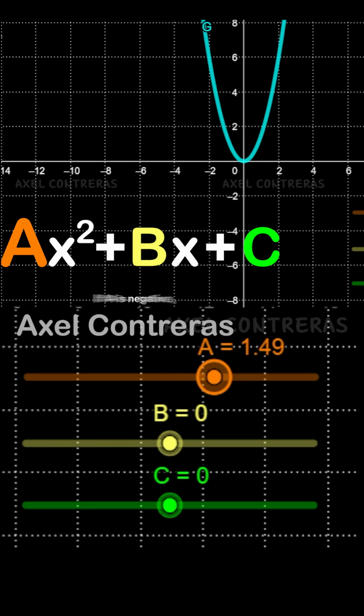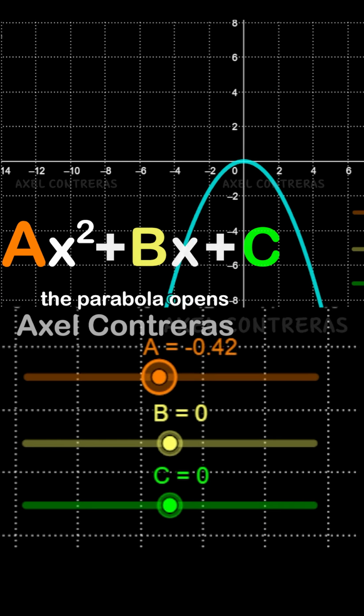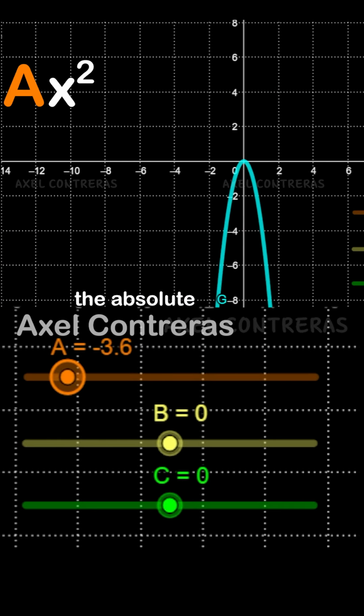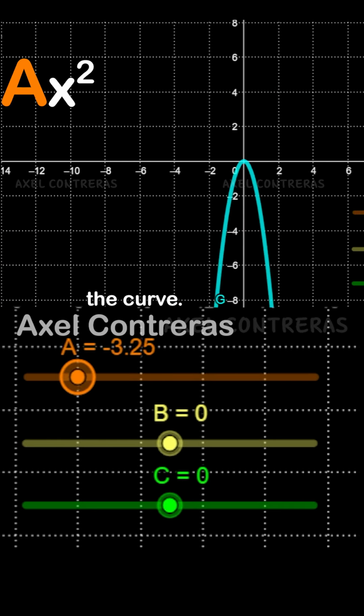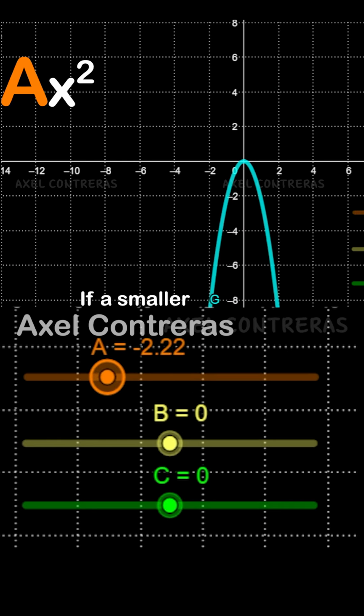The quadratic function, also known as the parabola equation, looks like this. Y equals ax squared plus bx plus c. The value of the letter a is essential. If a is positive, the parabola opens upward. If a is negative, the parabola opens downward. The larger the absolute value of a, the narrower the curve. If a is smaller, the parabola becomes wider.